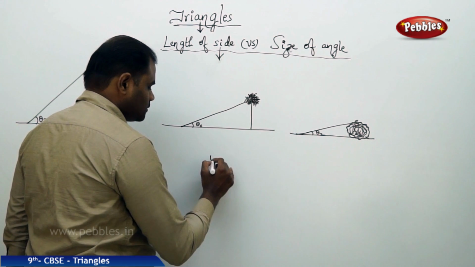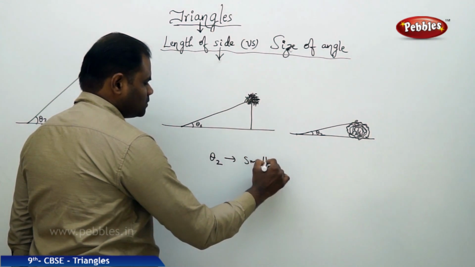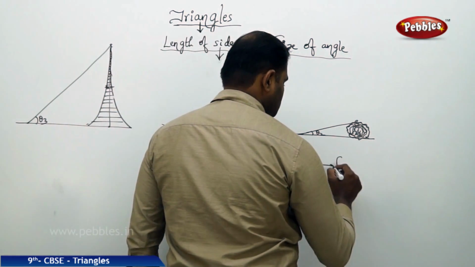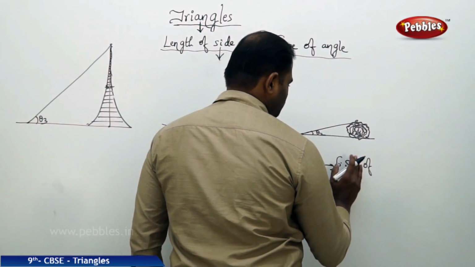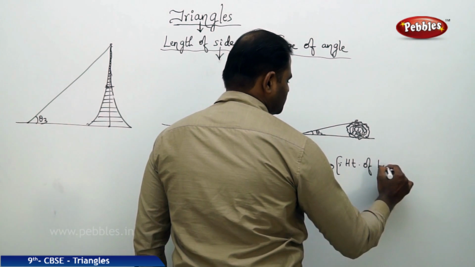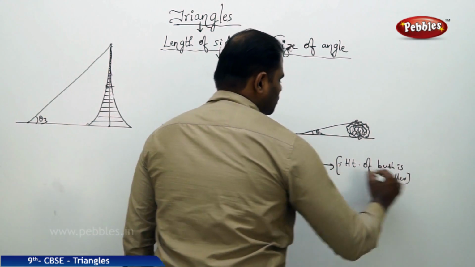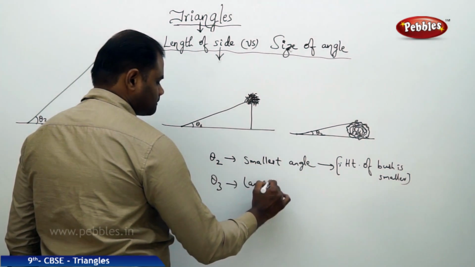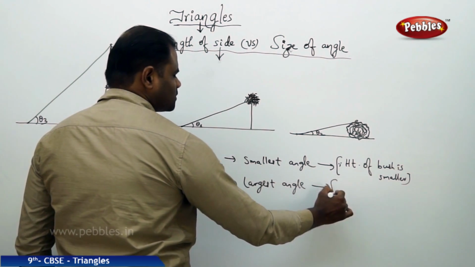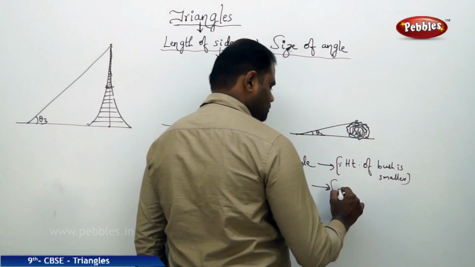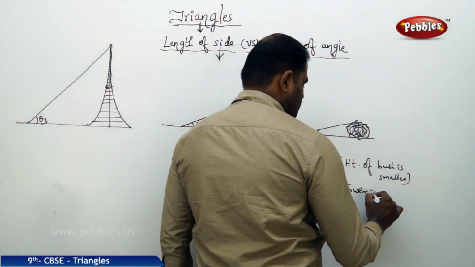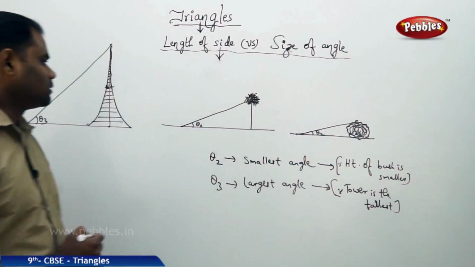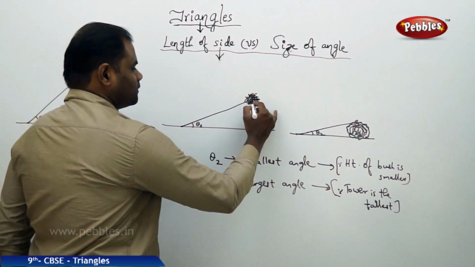Therefore, here I understand that theta 2 is the smallest angle, since the size or height of the bush is smaller, and theta 3 is the largest angle, because the height of the tower, since the tower is the tallest of all the three different situations which are taken: the bush, the palm tree, and the tower. The tower is the tallest.